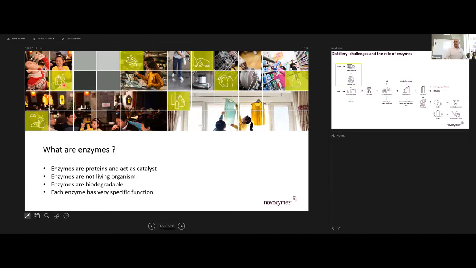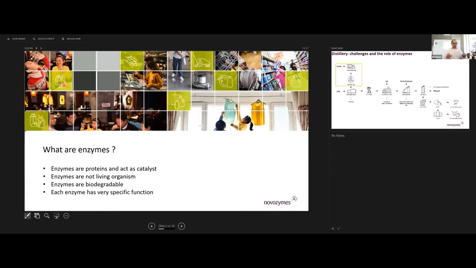And that's the most interesting part about enzyme, that each enzyme is very, very specific. And that is quite important because imagine in a distillery, if you have an enzyme which has multiple functions, then you will not be able to use that enzyme in the most optimal way because someday you will get A reaction and someday you will get B reaction. And that's the beauty about enzymes, that they are very specific.